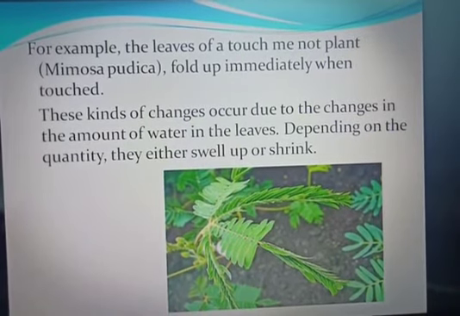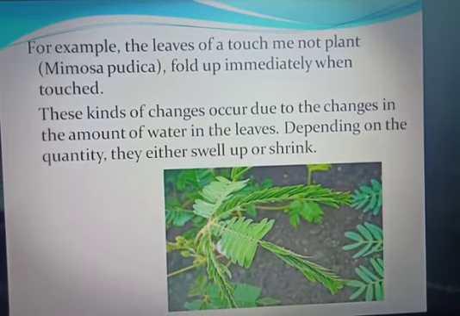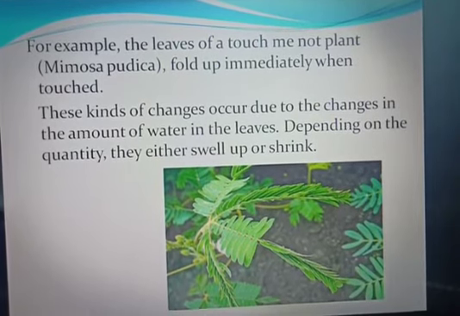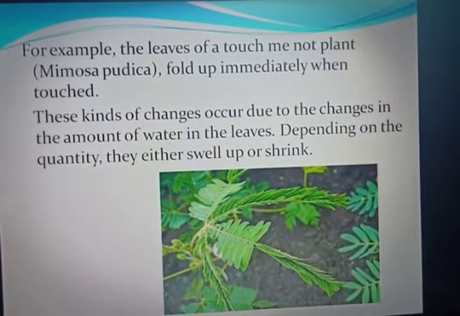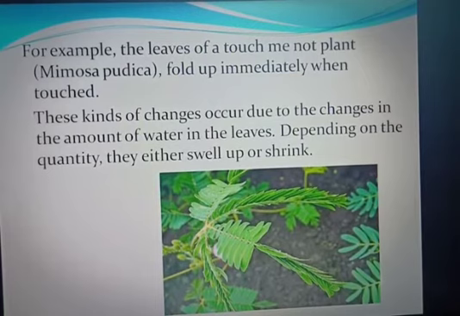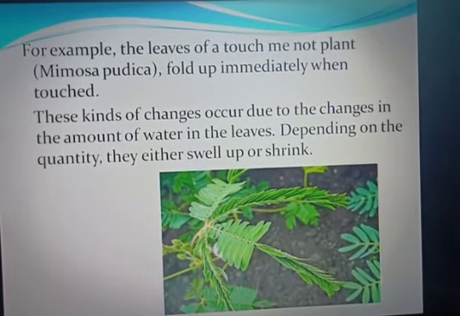Okay children, this is a very simple and important topic. With this topic we end our chapter. On the basis of what we have discussed, I made questions for you all. You all know where you have to write. You have to write it down in your notebook.